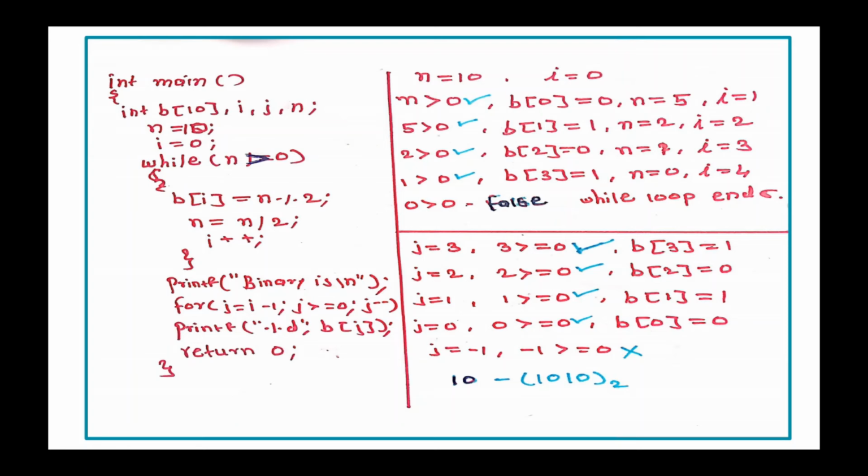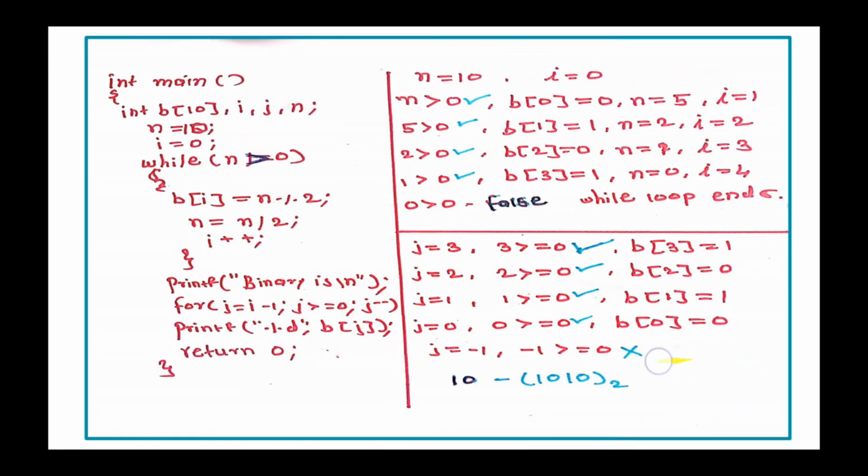Then j is equal to 2 minus 1, j value is 1. Check the condition, 1 is greater than or equal to 0, condition is true. Then a of 1 is equal to 1. Then check the condition, j is 1 minus 1, j value is 0. 0 is greater than or equal to 0, condition is true. a of 0 is equal to 0.